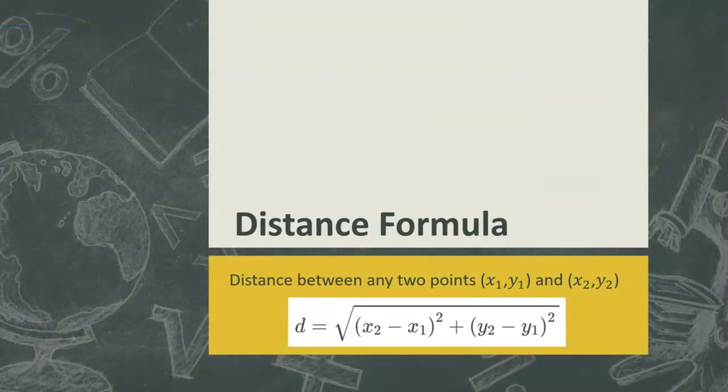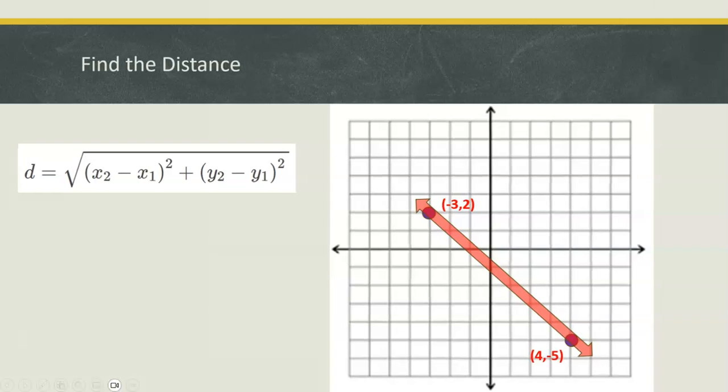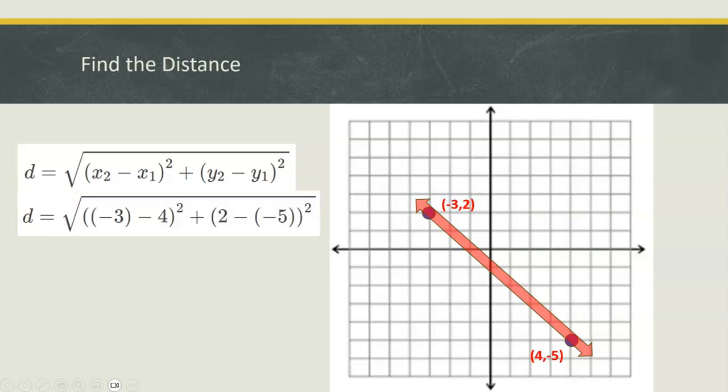This is the distance formula. You can use it for any 2 points, x sub 1, y sub 1, and x sub 2, y sub 2. And distance is the square root of your changes in x squared plus your changes in y squared. So let's say you have this line with one point, negative 3, 2, and another point, 4, negative 5. So you would plug in your x's together. So you have negative 3 minus 4 squared plus your y's together, 2 minus negative 5 squared.